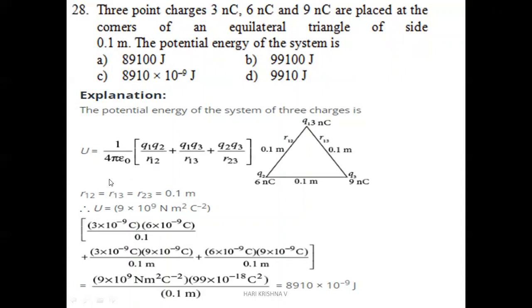So take all that common out: 1 by 4 pi epsilon R, obviously common, if you take it out, okay? And Q1 Q2: first 3 into 6. All are nano, so no need to take nano all the time; finally you can put it, okay? So 3 into 6 plus 6 into 9 plus 6 into 9. When you solve all this, we get 8910. 1 by 4 pi epsilon, directly take it as 9 into 10 raised to power 9, and substitute. You get 8910 and 10 raised to power minus 9 joules. Option C.